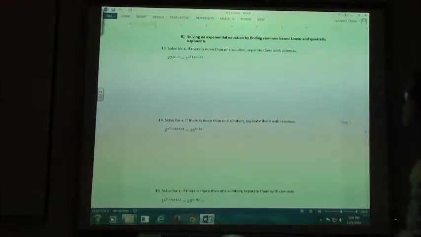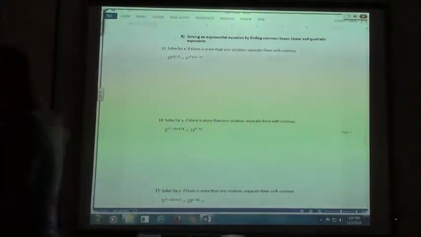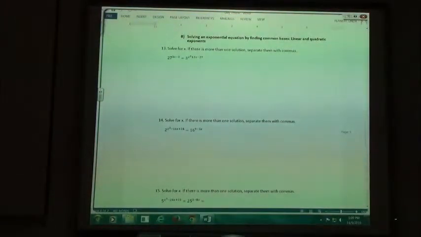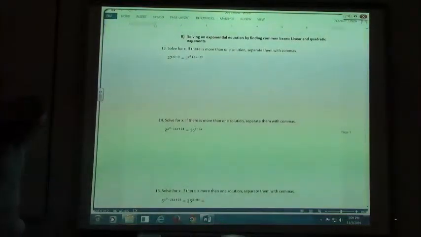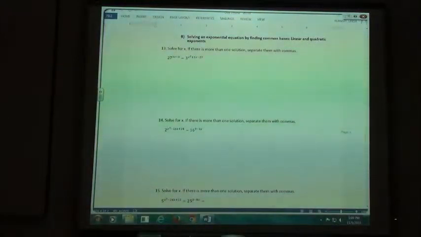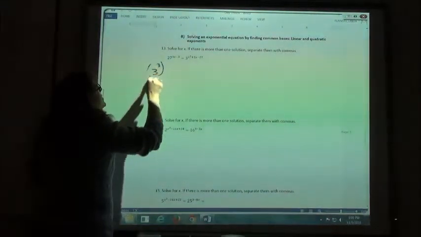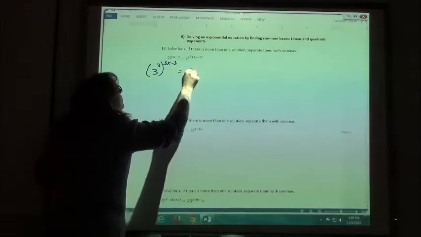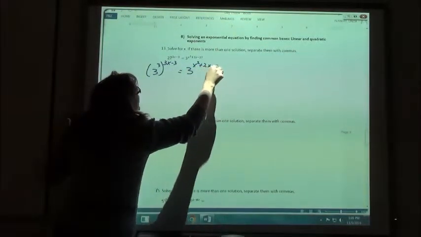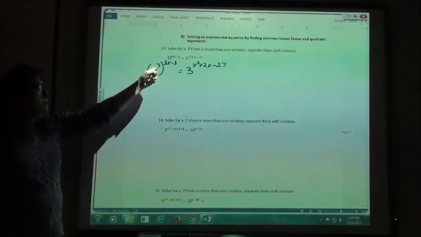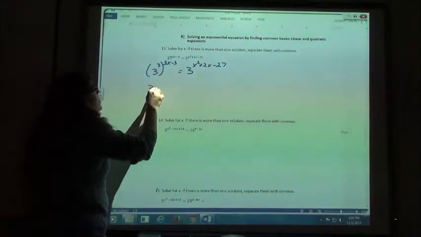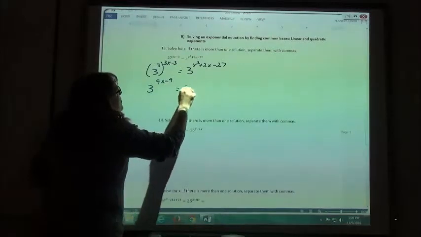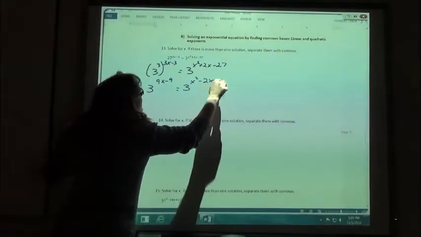All right. Same kind of thing here. Now we just have a little crazier exponents. So we have 27 to the 3x minus 3 power equals 3 to the x squared plus 2x minus 27 power. Again, we want to try to write it with the same base. We can write 27 as 3 to the third, 3 cubed. So 3 to the third raised to my 3x minus 3 would equal 3 to the x squared plus 2x minus 27. Again, we're just going to multiply that out. So 3 to the 9x minus 9 equals 3 to the x squared plus 2x minus 27.